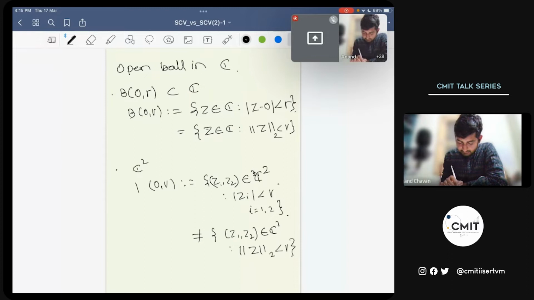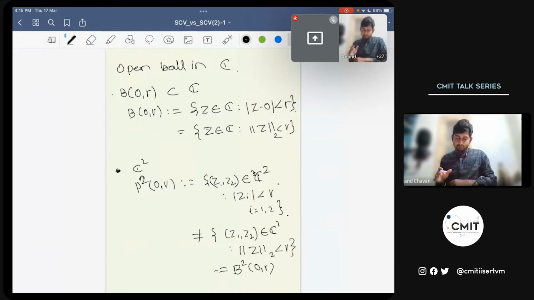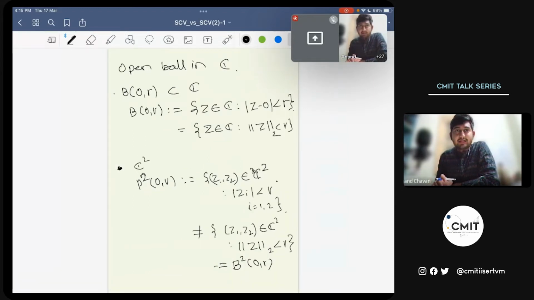This set here, we call this a polydisk. So this P2 in C2. And this we call a normal Euclidean ball. These two are different sets, but they are topologically homeomorphic. So we can find a map such that the map is continuous, one-to-one and onto, and its inverse is also continuous.